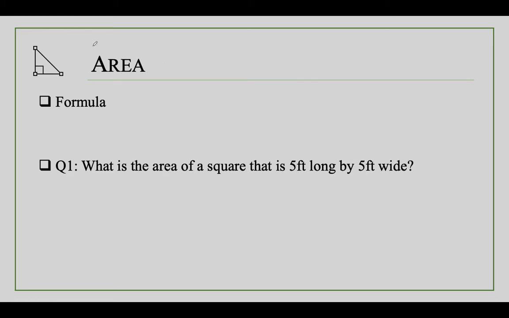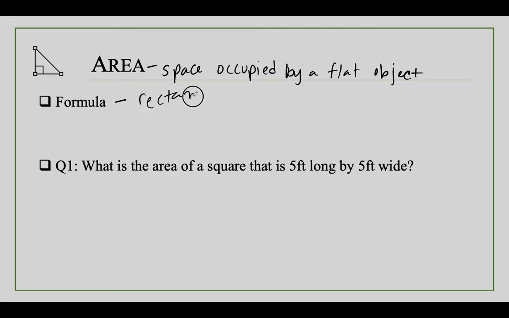And that concept is going to be area. So we know that area is simply the space occupied by a flat object. Okay, so the formula varies based on what object we're looking at, but in general the object tends to be a rectangle or a square. And we know the area of a rectangle or a square to be length times width.